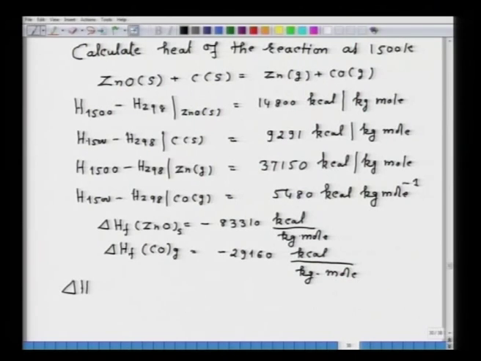Now, say first we have to calculate delta HR 298. So, delta HR 298, as I already illustrated in the previous example, is heat of formation of product minus heat of formation of reactant. I am writing straight away the answer, that is 54,150, mind you this is plus, kilocalorie per kg mole. Now, this is the heat of chemical reaction at 298.